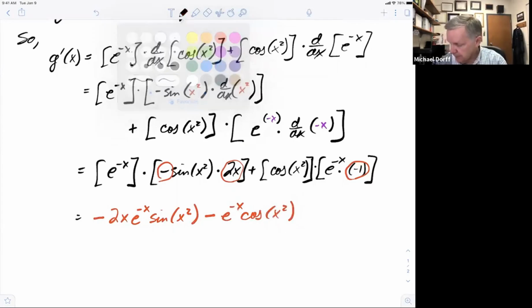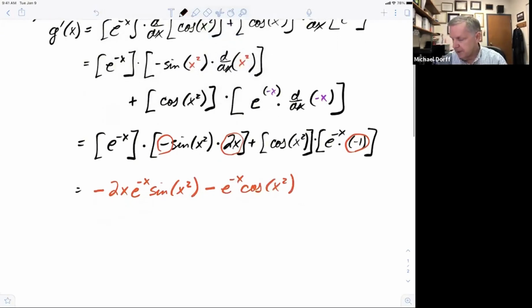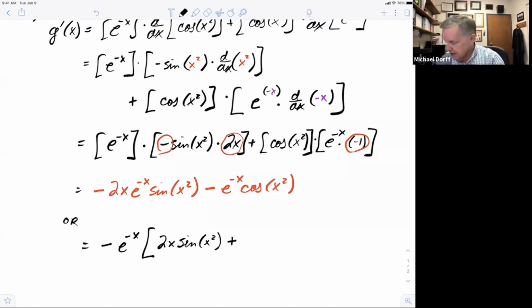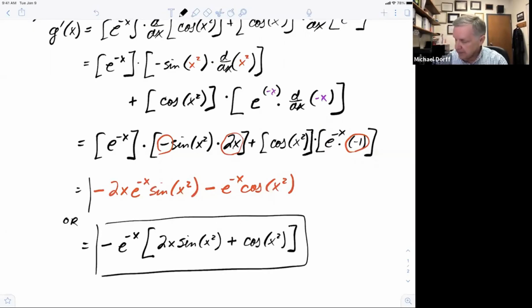Some people would prefer to factor out what they have in common. So I could also write the answer, noticing that they both have a negative and they both have an e to the negative x. If I factor that out, I'm left with a 2x sine x squared for the first term plus, remember it's going to be plus because I factored out the negative already, cosine of x squared. So either of those answers is correct.